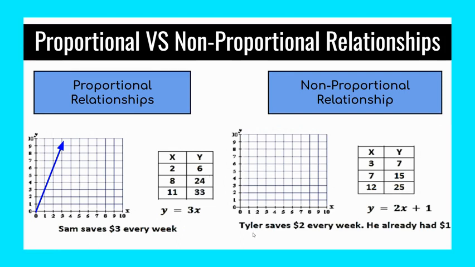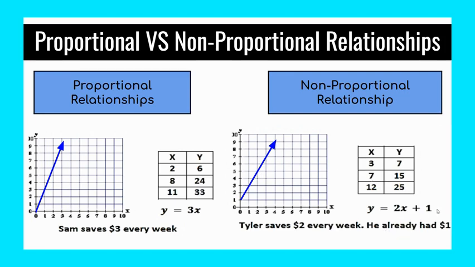For this non-proportional, Tyler saves $2 every week. He already had $1. Okay, if he already had $1, that means at week 0, he's already got $1, even though I haven't saved any money. But if he saves $2 more every week, so at week 1, he's up to $3 total because I already had 1 to start with. At week 2, he's up to 5. Week 3, we're up to 7. Week 4, we're up to 9.